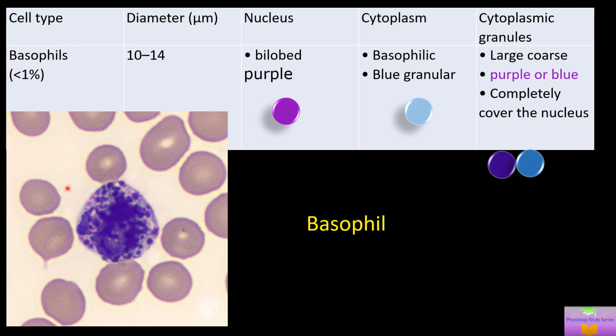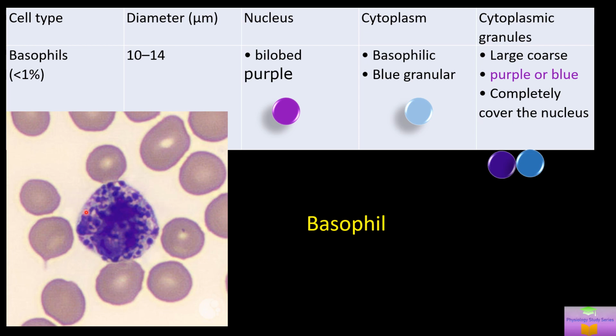In oil immersion objective, a basophil is identified by the presence of large, coarse, or thick granules. The color of the granules is purple or bluish. These purple or bluish colored granules completely cover the nucleus of a basophil. The shape of a basophil nucleus is S-shaped or bilobed, and the color of the nucleus is purple.